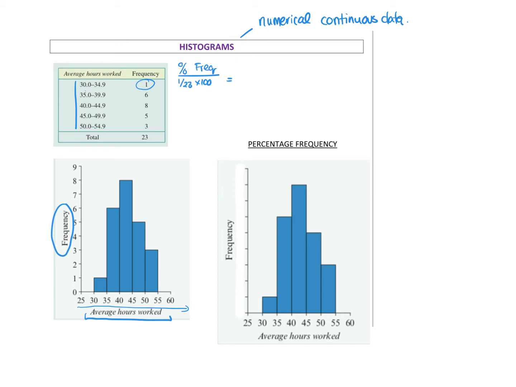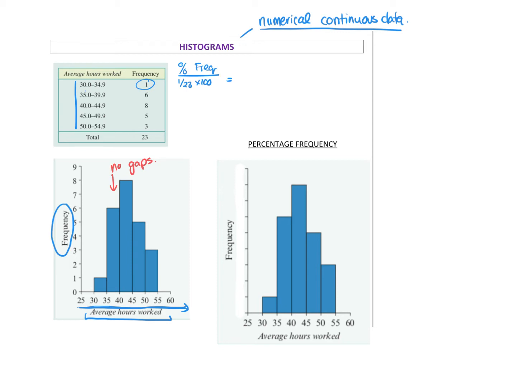With a histogram, it's similar to a bar chart, except that we're using numerical continuous data. That means we have this scale along here. And because we have this scale, there's no gaps in between the bars or the columns. Okay, so there it's represented.